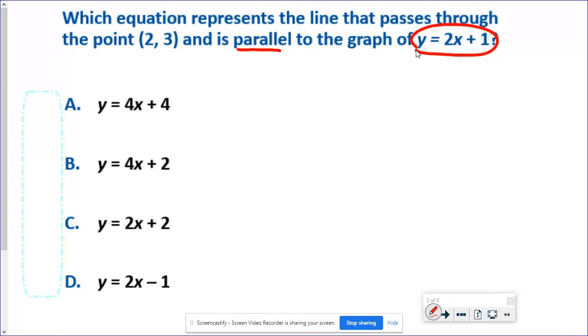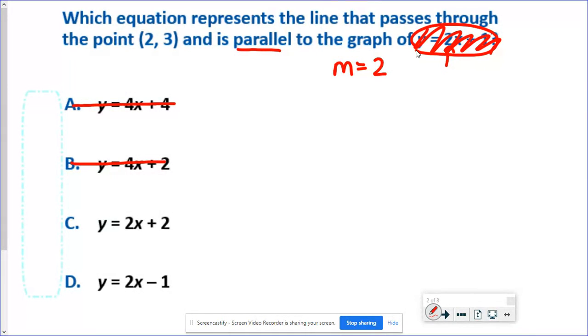Parallel lines have the same slope. The slope of this line is 2. That means that my slope is 2. After I know that, I don't care at all about the rest of that equation. Now I have a point and I have a slope. I can write my equation in point slope. However, looking at these options, since I know my slope has to be 2, I know for sure A has a slope of 4, and B has a slope of 4. Those two are not my answers.